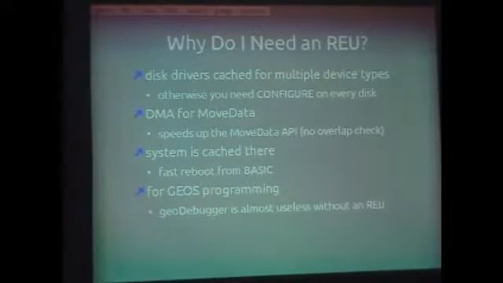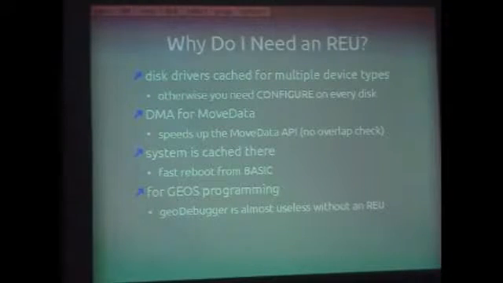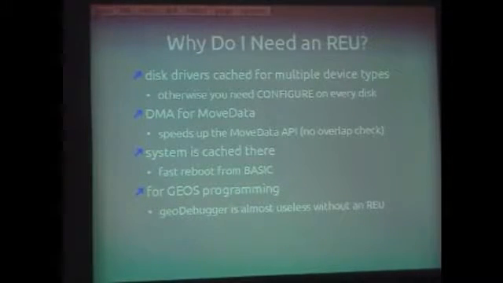But Configure is a VLIR application, and some of those VLIR chains are actually disk drivers. So if you change drives, you switch to a different drive, and it's of a different type, like a 1541 or a 1581, excuse me, it's got to load that disk driver off of the disk and bring it into memory. But if you're using an REU, it caches all the drivers you're going to need right at the beginning and puts them in the REU and just DMAs them in when you need them.